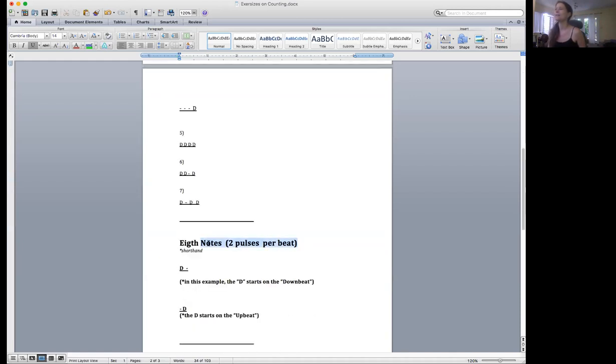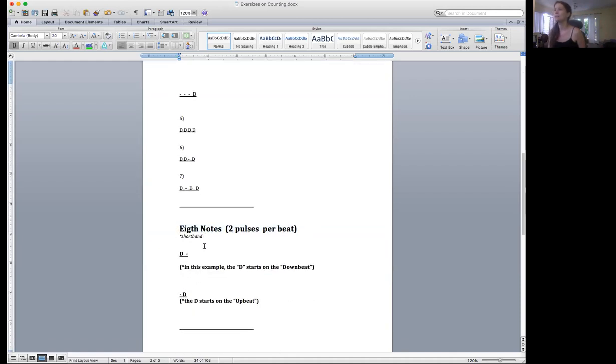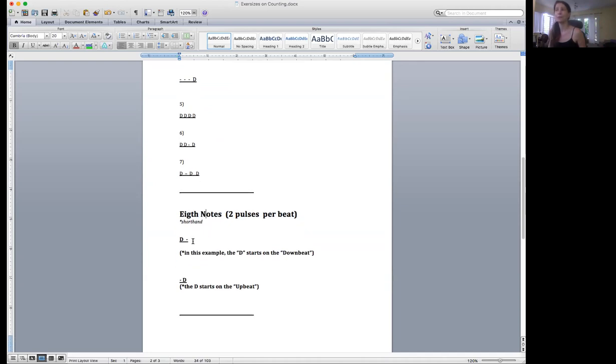And down here are just further examples of eighth note. So this is an example of doom, rest, doom, rest. Remember, the eighth note is 2 pulses per beat. 1, 2, 1, 2, right? So doom, rest, doom, rest, doom, rest, doom, rest. That's how that would go. And again, this is the downbeat, okay? That would be on the downbeat.